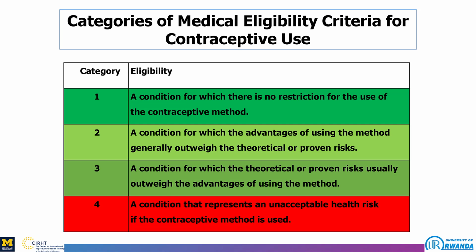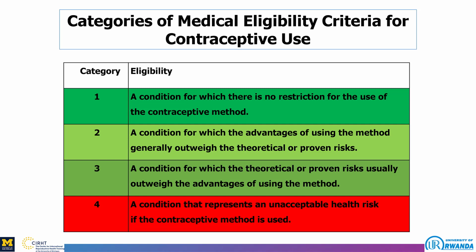We have categories 1, 2, 3, and 4. For category 1, we see it's in green color, and that is a condition for which there is no restriction for the use of the contraceptive method.